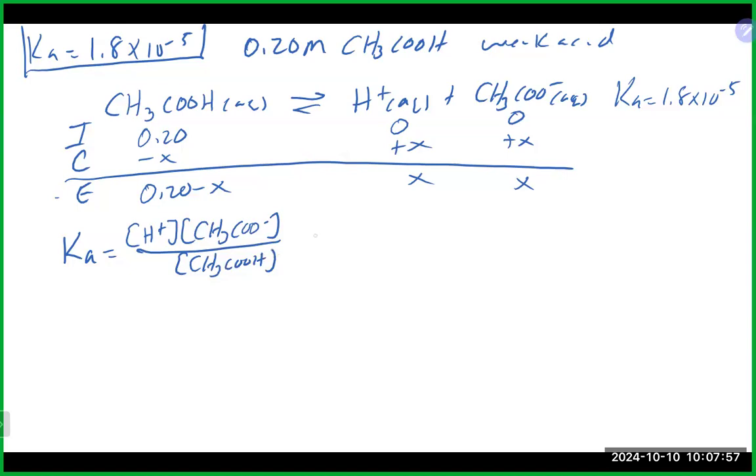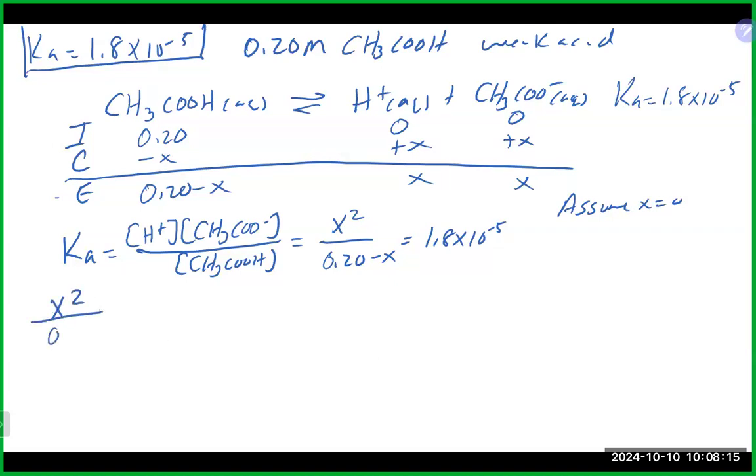And we're going to put our equilibrium line in here. So that's going to give us basically x squared over 0.2 minus x equals 1.8 times 10 to the minus 5. We're going to perhaps make an assumption because why not? And that is going to get us here x squared divided by 0.2. Remember that again, when you make the assumption, you could do that because the K value is small.